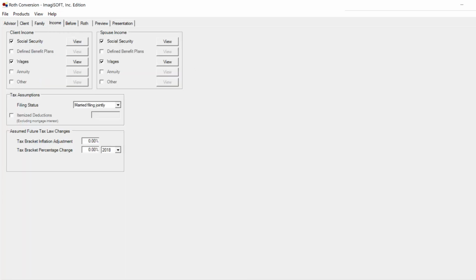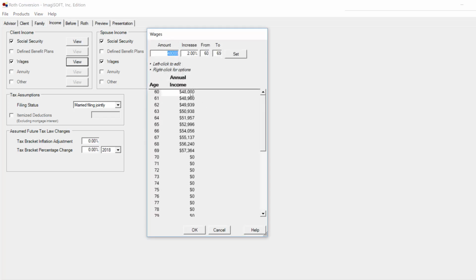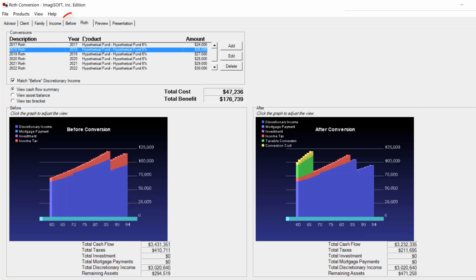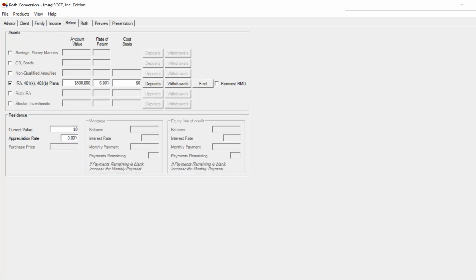If you went back and looked at the income, how we input it, you can see that we're increasing this $48,000 entered from age 60 to 69, increasing by 2% per year, and this would be his wages. The other thing that we did to give us the cash flow is we went into the before screen and we did this find right here.